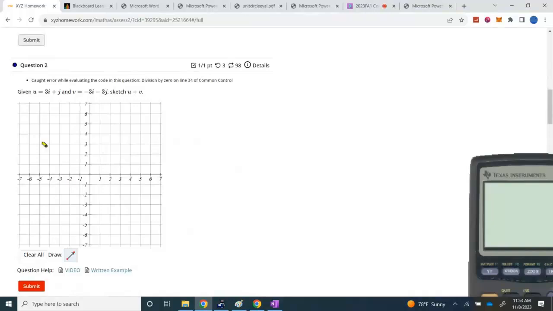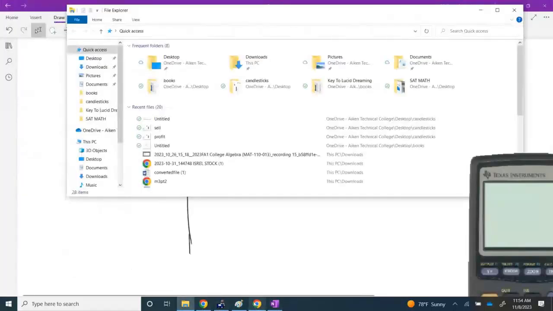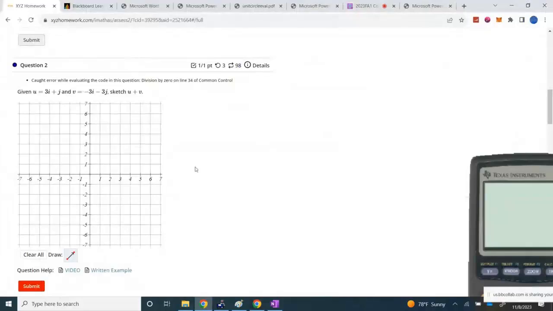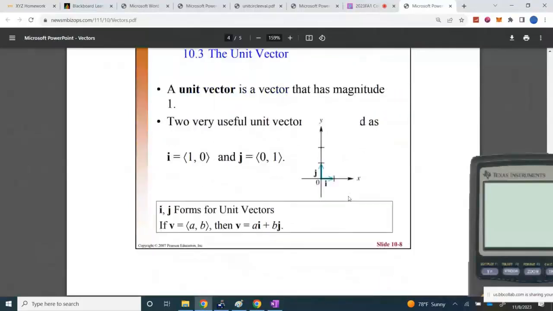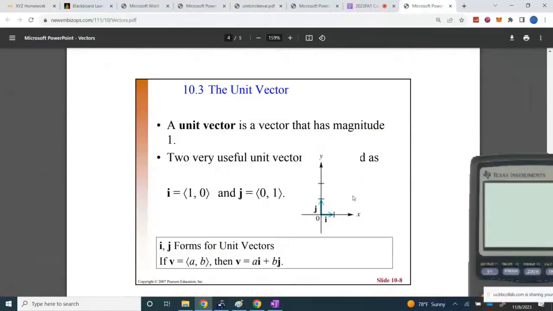Now we can also write vectors in I and J form. Let me just go down. So this says a unit vector is a vector that has a magnitude of 1. Two very useful vectors are I and J forms of vectors. We don't necessarily deal with unit vectors too much that have a magnitude of 1. But this box says I and J forms of vector units.